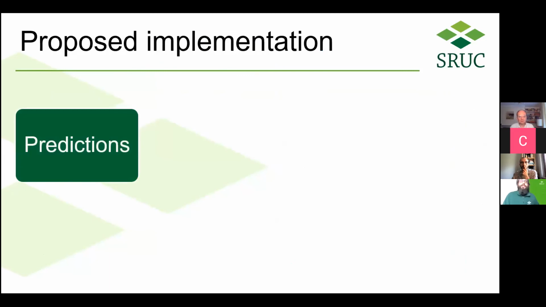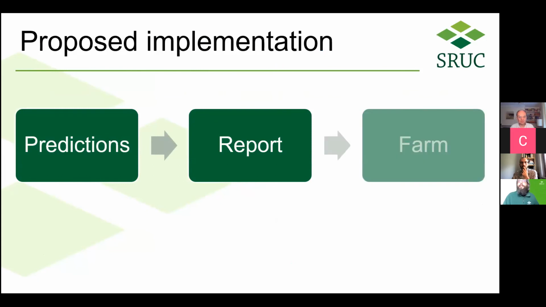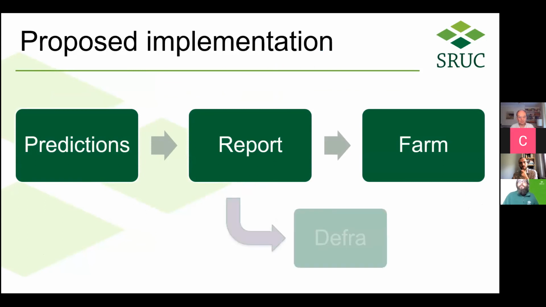So that information could then be used to generate a report, as would currently be done now, and then passed on to the farm. In an instance like a phenotype like TB, there are a lot of legal ramifications, where DEFRA would also have to be taken into consideration. And again, these are things that we're currently thinking about.